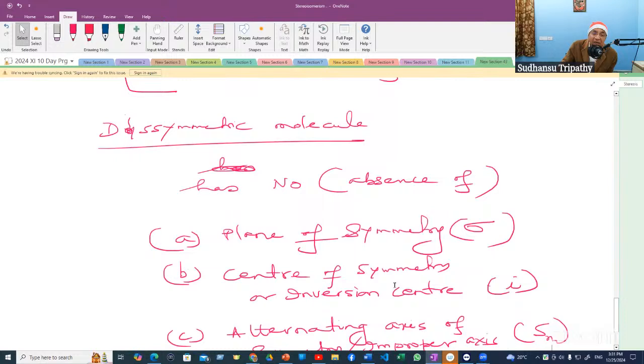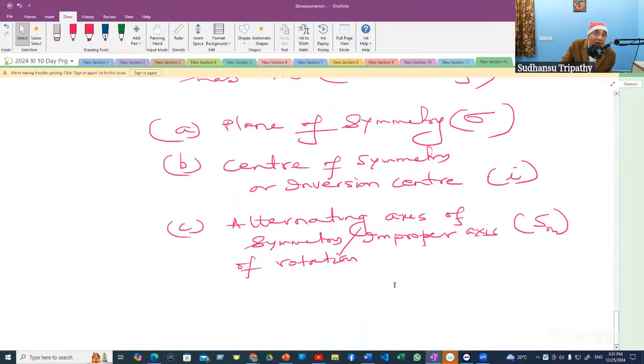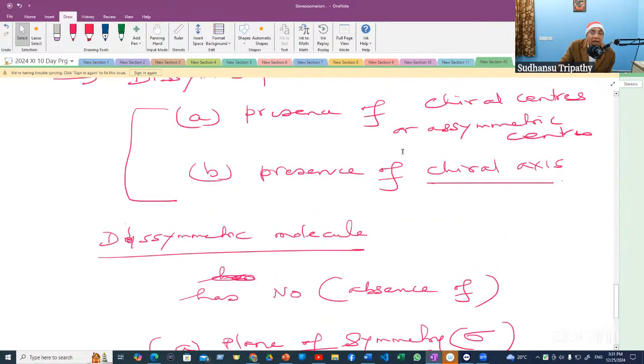Interestingly, there are 4 elements of symmetry. I will today discuss each one. But for a dissymmetric molecule, whether the molecule has one or more chiral centers, asymmetric centers, that means individual atoms which are asymmetric, or it has a chiral axis. With respect to that axis, it is dissymmetric.